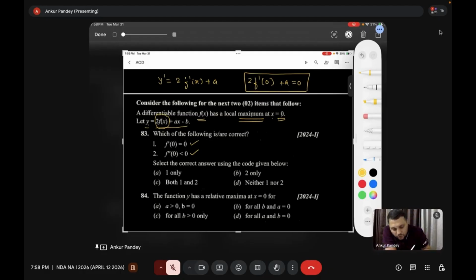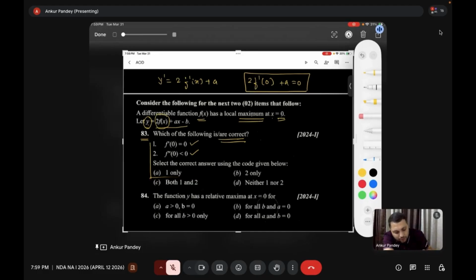Good. So in the first question, they did not discuss anything about y. Straightforward question. Which of them are correct? Both of them are correct. Yes or no? Good. Second question I am writing. The function y has a relative maxima. Sure? So we do not know how many points. Why? Relative is local.